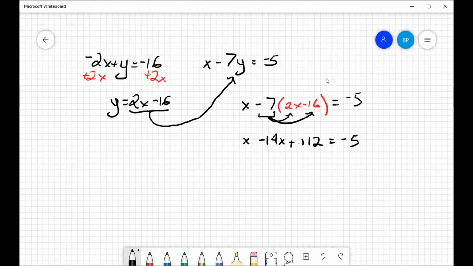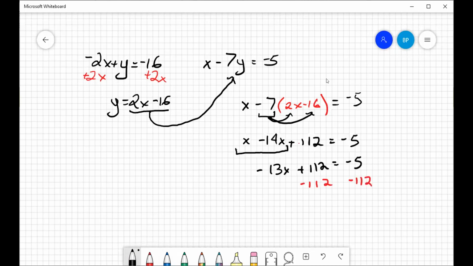All right, so now I just got to do a little bit more work to simplify this side because I've got some like terms now. So I've got x and minus 14x. Well, 1x minus 14x is going to give me -13x plus the 112 equals -5. And now I've got a two-step equation. So I'm going to subtract the 112.